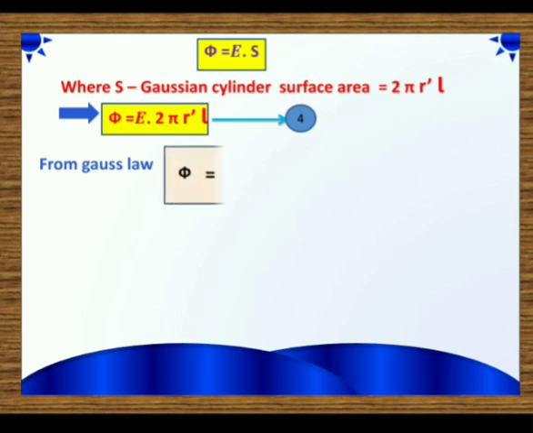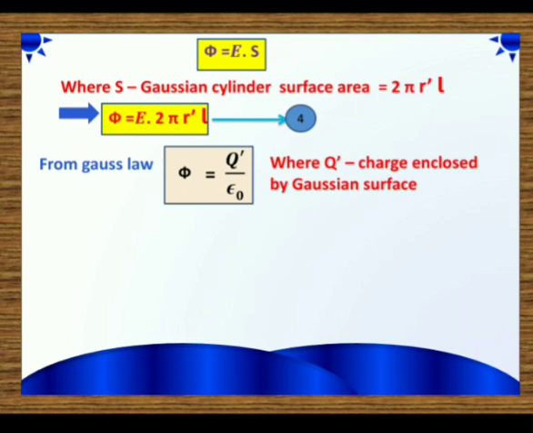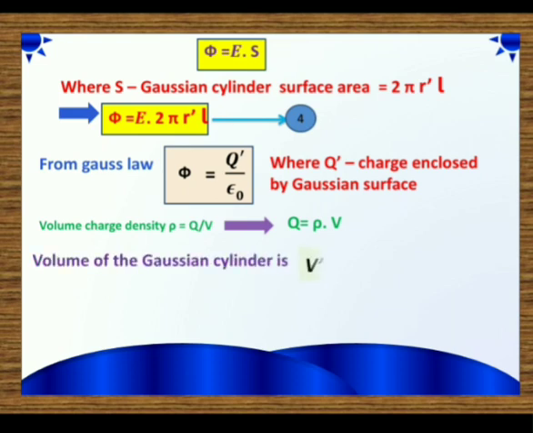But what is Gauss law? Phi is equal to q prime by epsilon naught. What is q prime? Charge enclosed by the Gaussian surface. What is volume charge density? Rho is equal to q by v, that implies q is equal to rho into v. What is v? Volume of Gaussian cylinder, formula pi r square L, but here I have to write r prime, because the Gaussian cylinder now has radius r prime, so pi r prime square L.